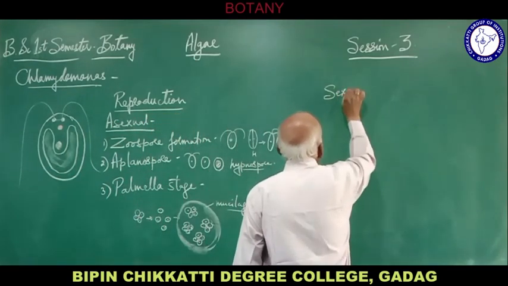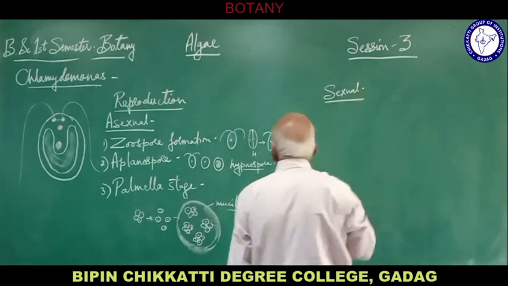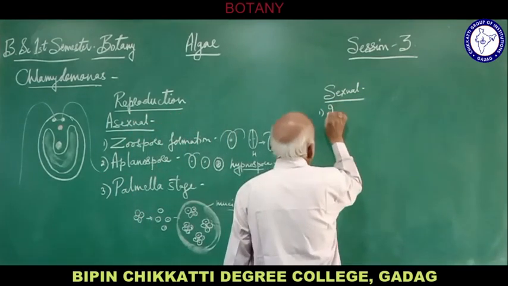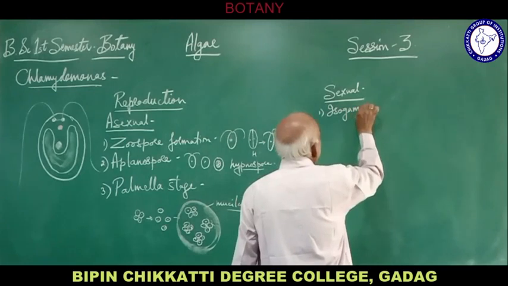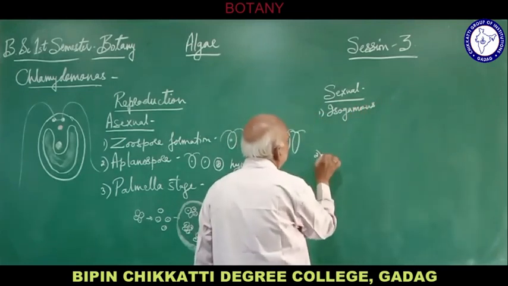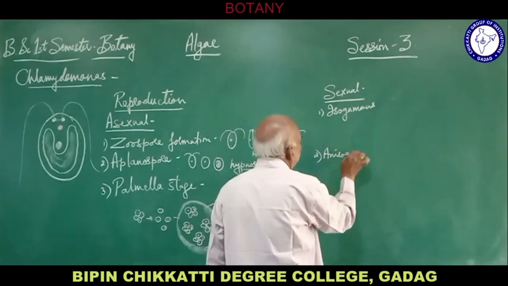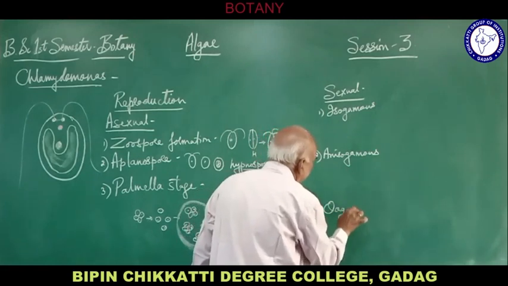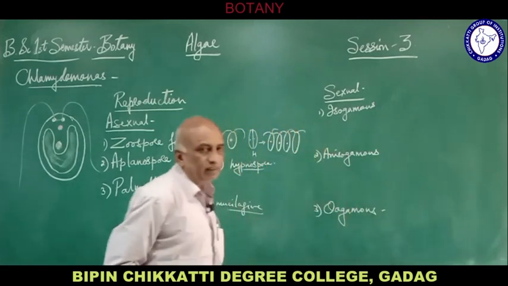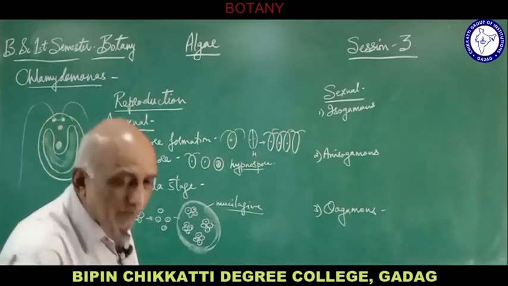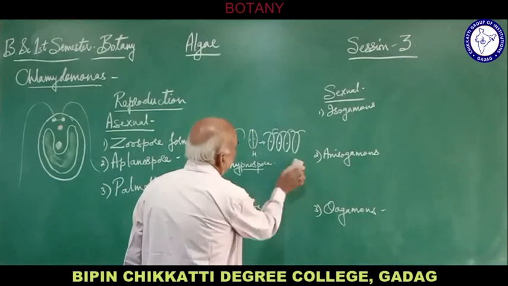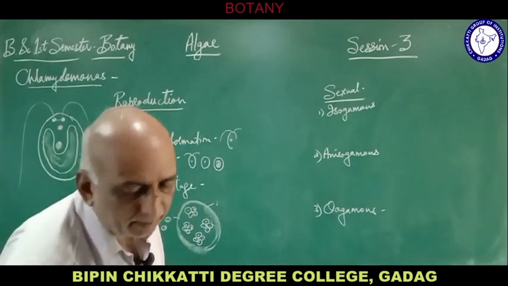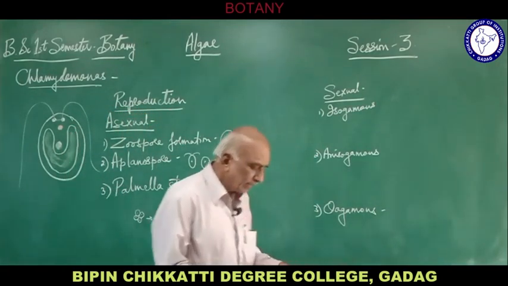Now if you come to the sexual reproduction, the second one, here all three types of sexual reproduction take place. There is isogamous type of reproduction, there is anisogamous type of reproduction, and also there is oogamous type of reproduction. So these three types of reproduction take place in the Chlamydomonas green algae. Now, how do isogamous, anisogamous and oogamous reproduction take place?